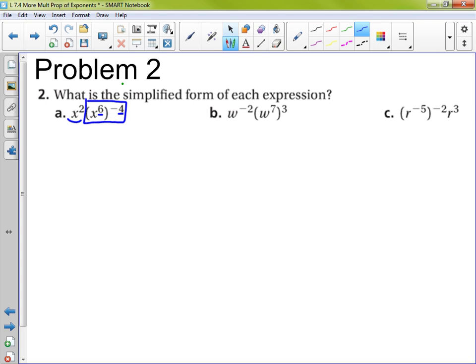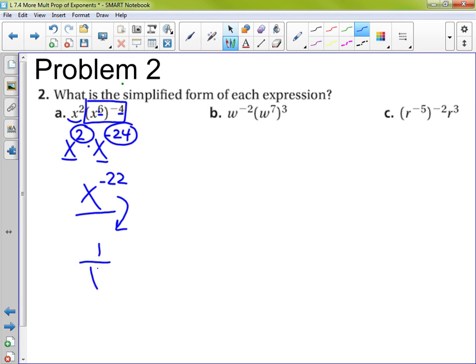So x to the sixth raised to the negative fourth is x to the 6 times negative 4, which is negative 24. And that's being multiplied by x to the second power. When you multiply like bases, you add the exponents. So 2 plus negative 24 is negative 22. And again, you simplify it by moving the exponential number from the top to the bottom to make it positive. So it's 1 over x to the 22nd.